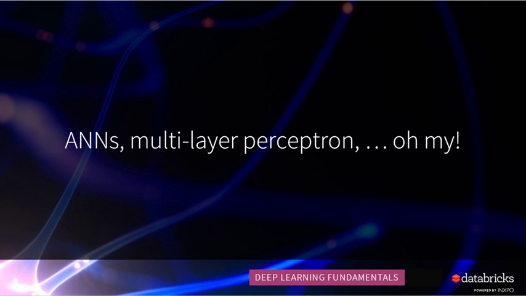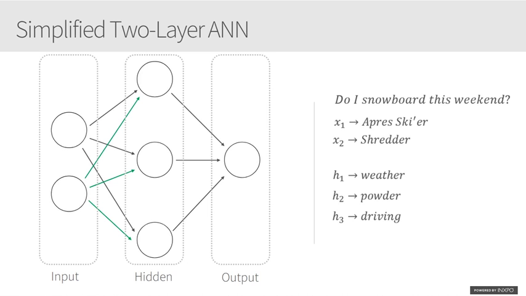And so, again, a little bit on the primer side, let's talk about artificial neural networks or multi-layer perceptrons, diving right into it. So here's this concept of a simplified two-layer artificial neural network. You've got the input layer, you've got one hidden layer in this case, and an output layer, okay? And the example that I like using is: do I snowboard this weekend?